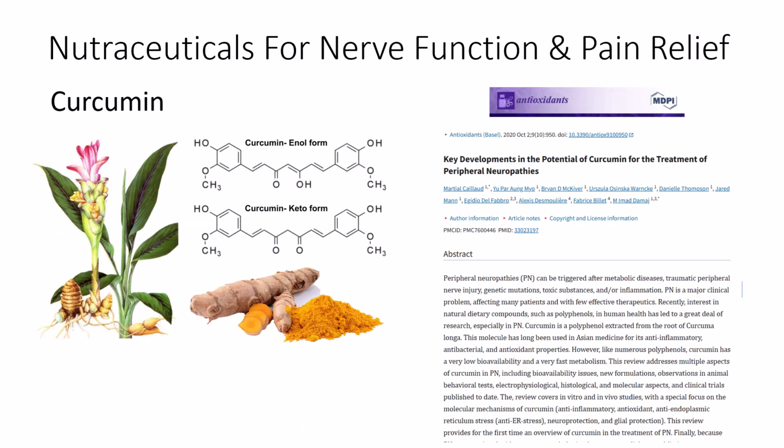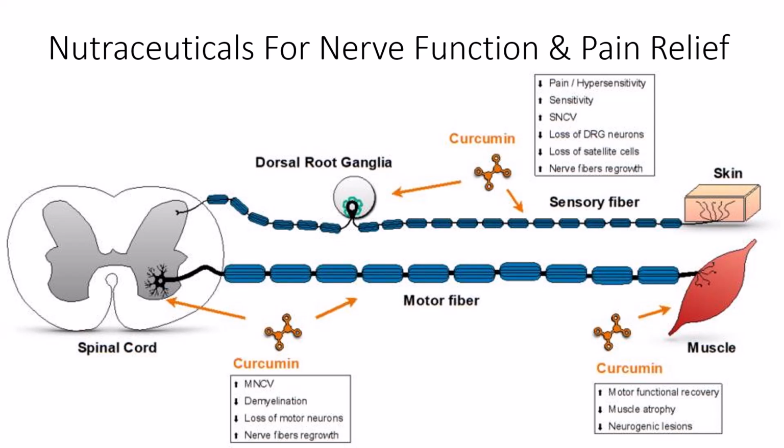Now let's talk about curcumin. Curcumin is actually a group of compounds called curcuminoids that are found in the spice turmeric. Collectively, they're called curcumin. On the right is a research study that was published in the medical journal Antioxidants. The study is titled Key Developments in the Potential of Curcumin for the Treatment of Peripheral Neuropathy. This graphic is out of this research study. It shows all of the different places that curcumin has been found to benefit peripheral nerves, the spinal cord, and even the muscles innervated by nerves.